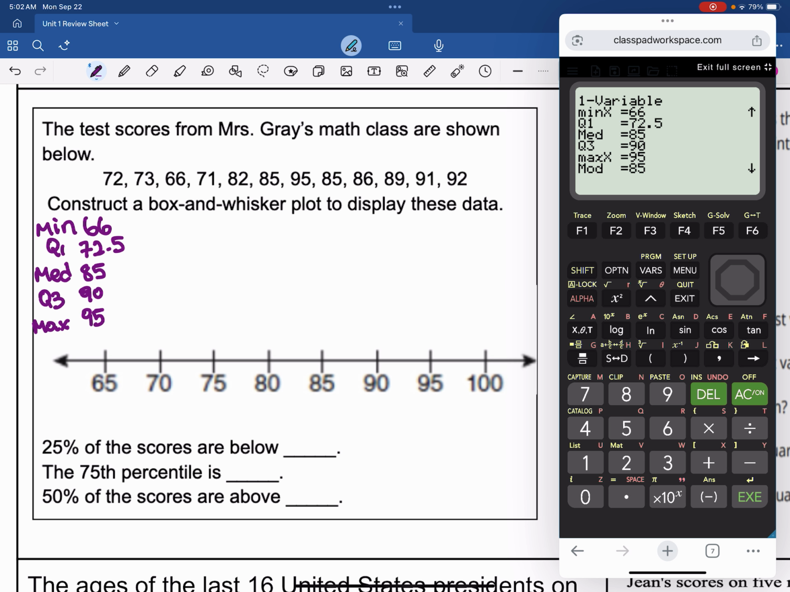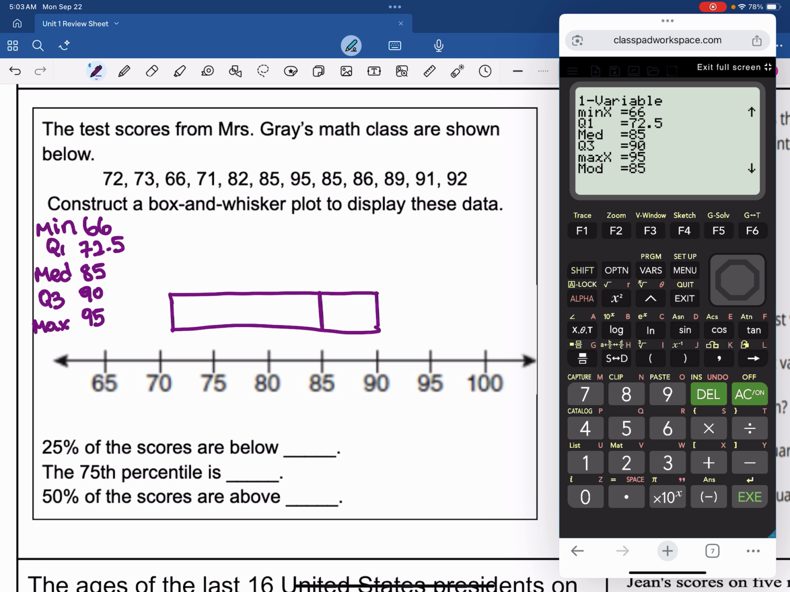All right, here we go. I like to start with our Q1, median, and Q3. I like to do the quartiles first, which is the box. So I see that Q1 is 72.5. We're going to have to estimate it, so I would say that's probably somewhere around here. Next, our median is 85, so that's perfectly right here. And then our Q3 is 90, which is perfectly right here. These 3 quartiles connect to each other to form the box of the box plot.